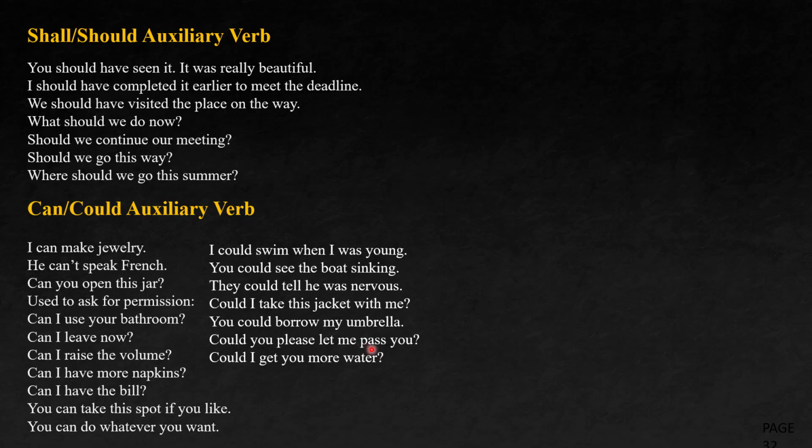Could you please let me pass you? When someone is telling you to give way for them, you can have a sentence like this. Could I get you more water? Like this you can form the sentences. These might be difficult for you guys, but try to use them. I could have gone over there. I could have done it. Can I do it? Can I ask? Can I propose? Like that.